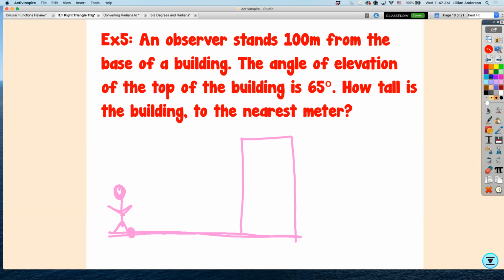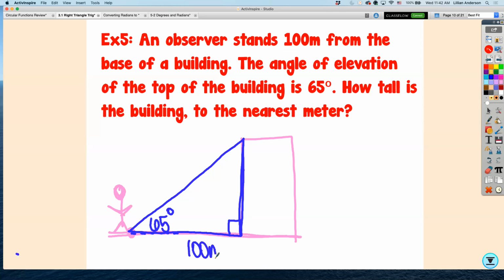And it says angle of elevation. Remember how much I was harping on the fact, from a horizontal line looking up. That horizontal line is going to be the ground. There's your horizontal. So looking up to the top of the building, that angle is 65 degrees. Now, the building and the ground make a what angle? Right. So this is a right triangle. How far is the observer away from the building? 100 meters. So to find the height of the building to the nearest meter, I'm looking for this.